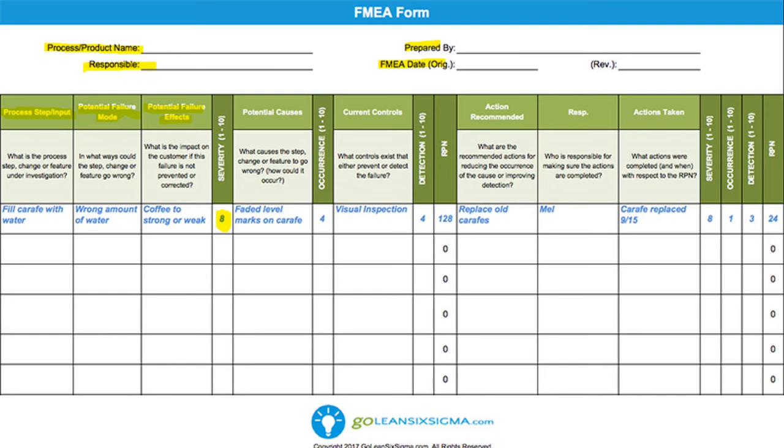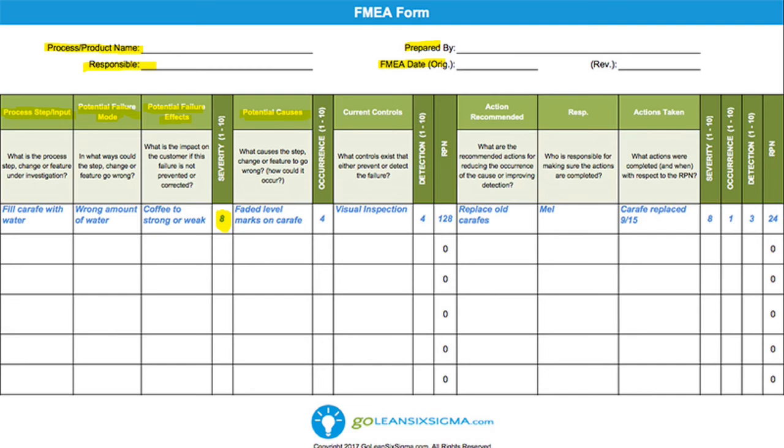So now we're digging a little bit deeper into this problem and we're asking, what are the potential causes? So what could cause us to use the wrong amount of water? Well, if the level marks are faded and we can't see those very well, or if they're totally worn off, that could be why we're putting in the wrong amount of water. We could just be guessing.